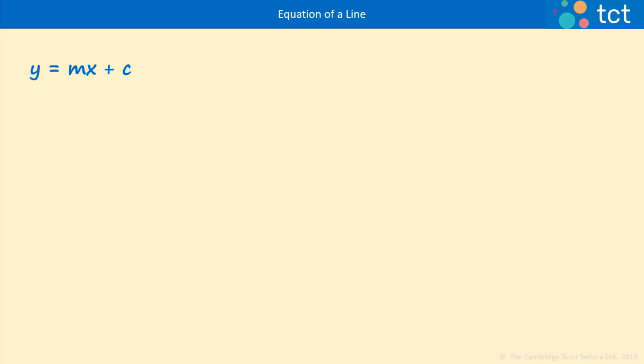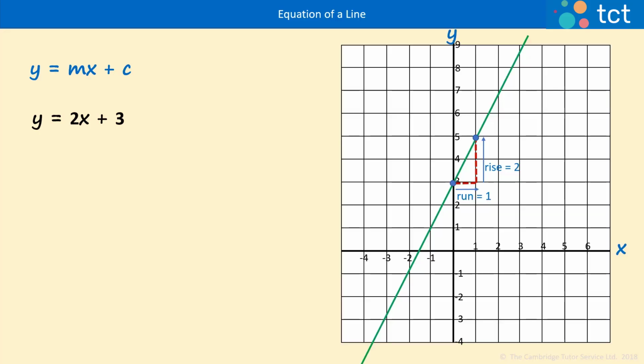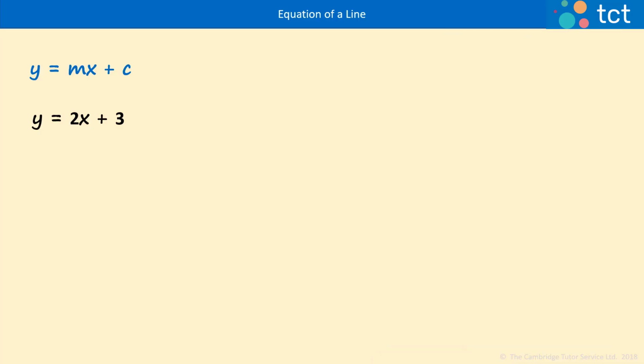So I'm going to show you here what that equation actually means. y = mx + c. So we're going to start with one that we've already looked at. We worked out on the previous video that this line here had the equation y = 2x + 3. And we're going to do this the other way round. We're going to start with the equation and then look at how we draw the line on the graph.